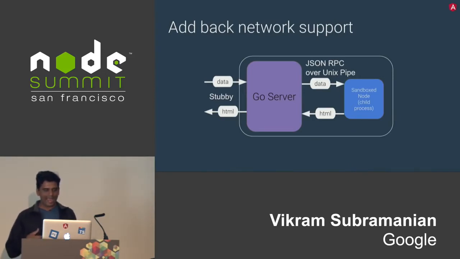So to add back the network support, essentially we added a Go server that can handle all the networking for this render service, and would spawn the sandboxed node child process and would talk to the child process only through pipes, which we had whitelisted in our sandbox. So this really provided like a watertight compartment, and we could control the security context in which this thing runs.